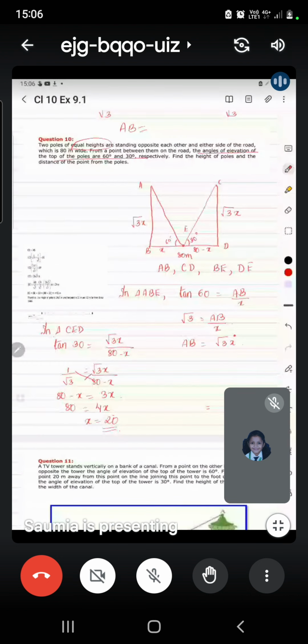Now once I get x, I can get everything. x is 20, so this will become 20 root 3, and this will also become 20 root 3. This will be 20, and this will be 80 minus 20, which is 60. Understood how we got the value of x? Everyone?